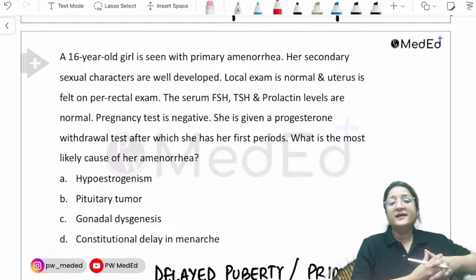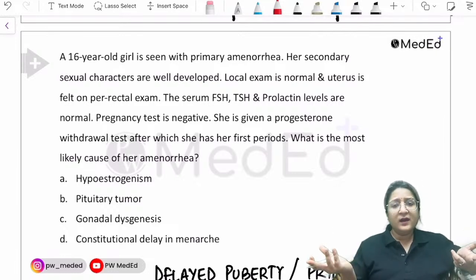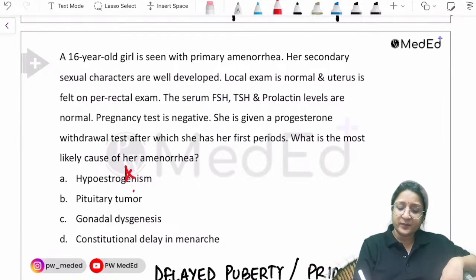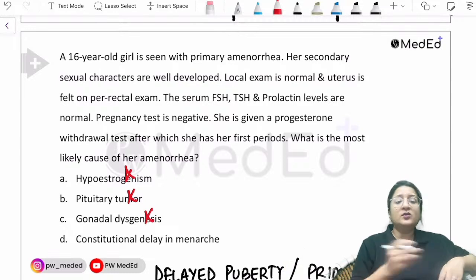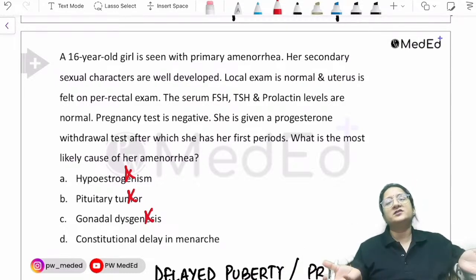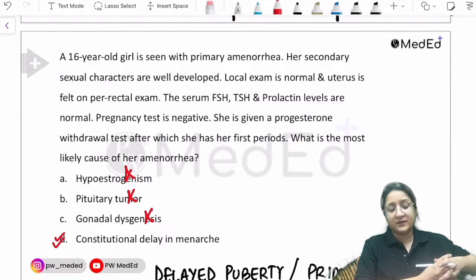What is the most likely answer? Of course, it is not hypoestrogenism, because if there is no estrogen, her secondary sexual characters would not be well developed. So that's not the answer. Pituitary tumor? It will lead to decreased FSH. No, this is not there. Gonadal dysgenesis, no. If the gonads are dysgenetic, she will not have estrogen, and then she will not have breast development. In gonadal dysgenesis also, hormone levels are going to be affected. So obviously, it's nothing but constitutional delay in menarche.